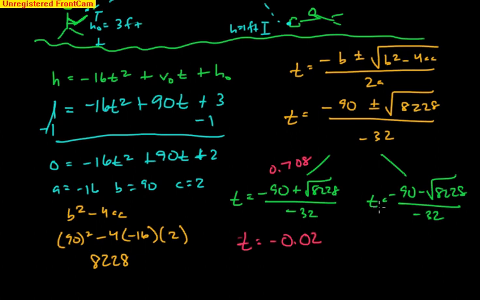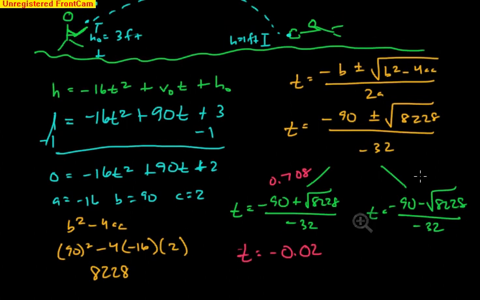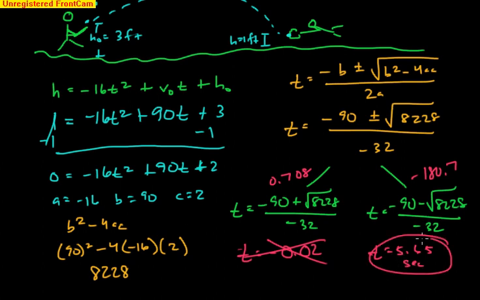Okay. Let's do the other side now. Negative 90 minus the square root of 8228. I get a number like negative 180.7 something. Divide that by negative 32. t equals 5.65. So I'm going to keep the positive answer, so cross off the negative 0.02 and write seconds, and there's how long the ball was in the air for.